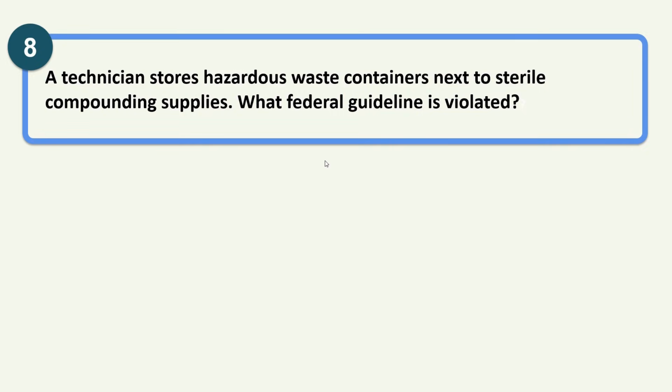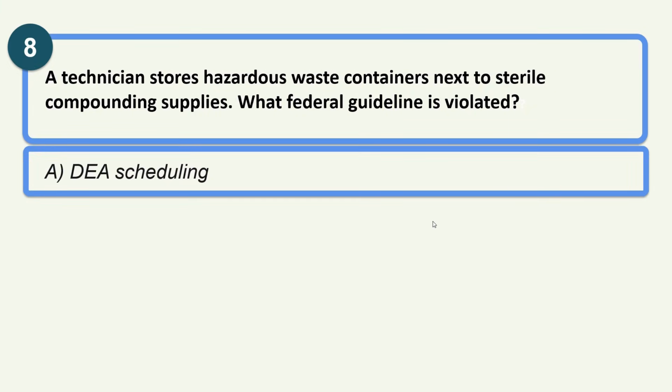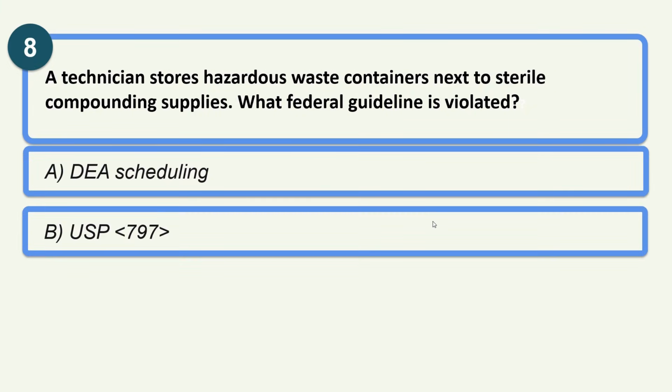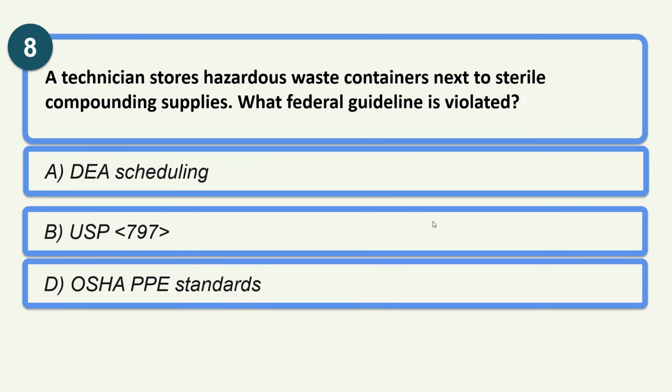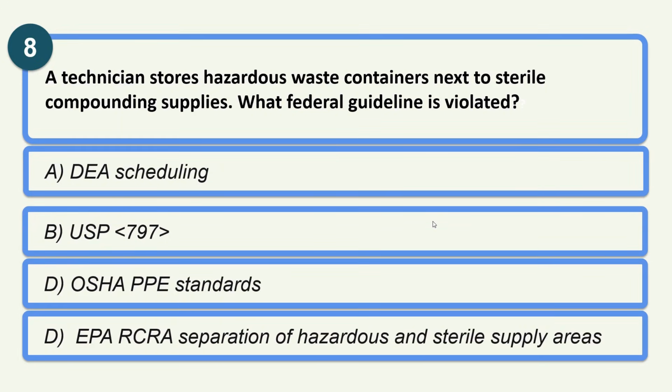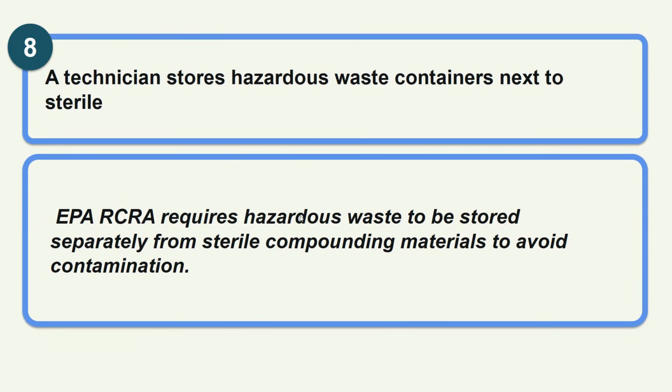A technician stores a hazardous waste container next to the sterile compounding supplies. What federal guideline is violated? A. DEA Schedule, B. USP 797, C. OSHA PPE standards, and D. EPA Separation of Hazardous and Sterile Supply Areas. The correct answer is EPA separation of hazardous and sterile supply areas. Therefore, it is a violation of EPA RCRA, which requires separating hazardous waste from sterile compounding substances.